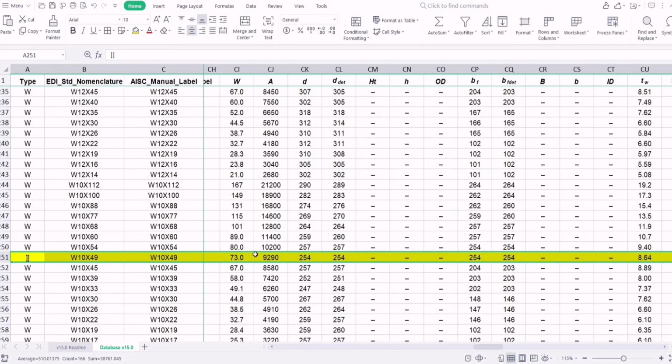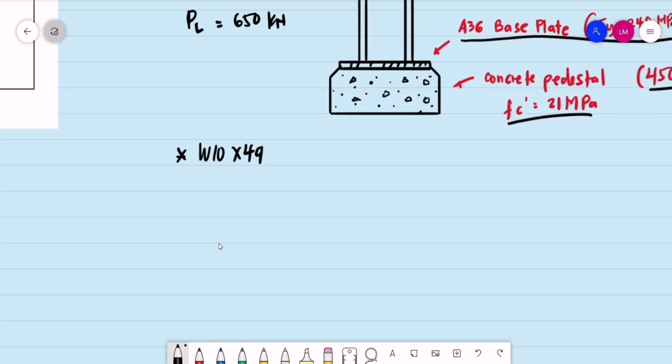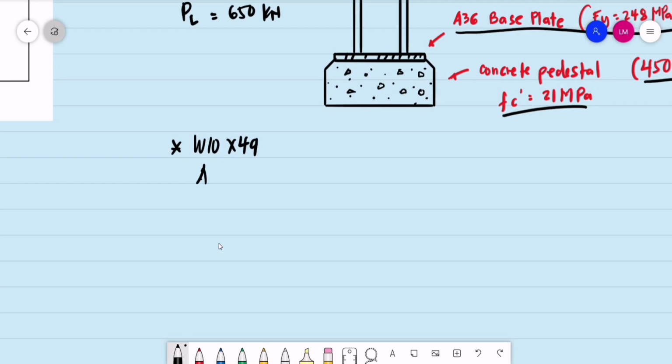So I think I'm on the metric system, measurements, so millimeters. The area is equal to 9,290 square millimeters. The depth is 254, and the width of the flange is the same, 254 mm. So for the properties, its area is equal to 9,290 square mm. The B sub F is equal to 254 millimeters, and the depth is also equal to 254 millimeters.